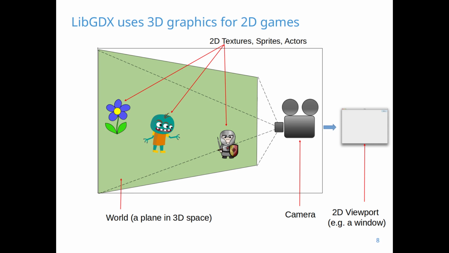And on this plane, they put some quite simple textures. The plane is called the world, and it lives in three-dimensional space. And there is a camera that looks straight onto this plane. And because of this, it's similar to orthographic projection. Do you know what orthographic projection is?